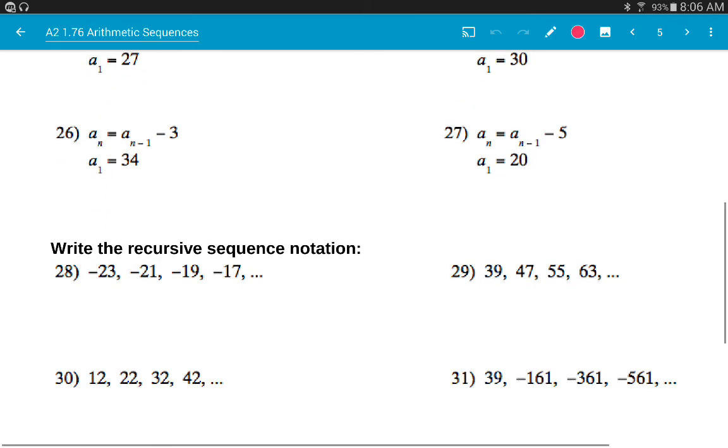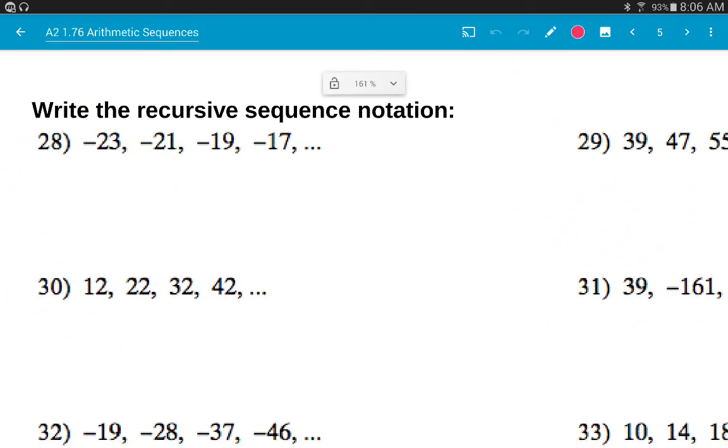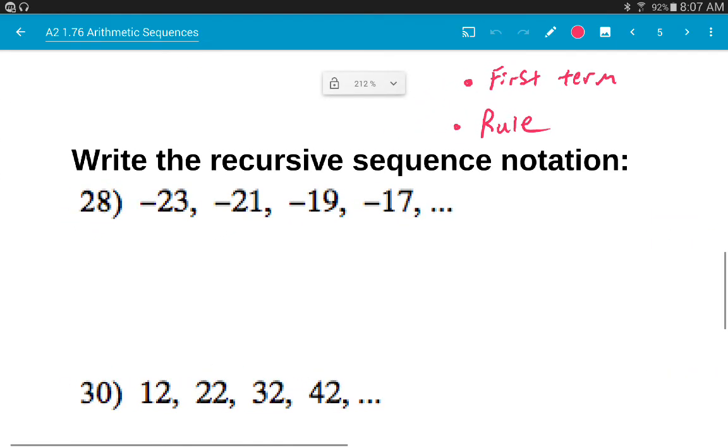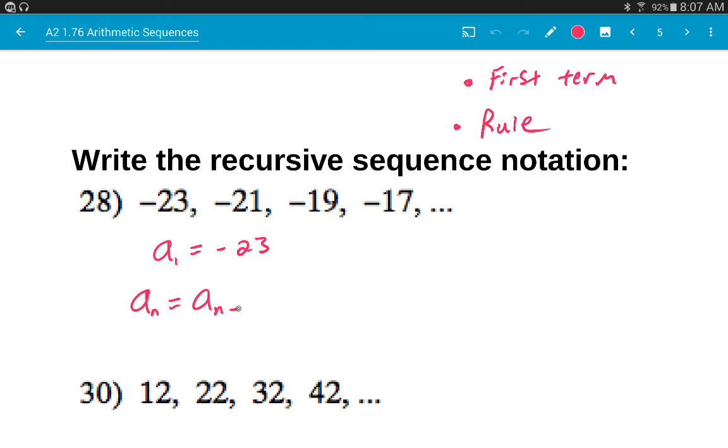All right, now let's move on to the next. Now we're going to be writing the recursive sequence notation. In order to write it, don't forget we need 2 parts. Right? We need a first term and we need a rule. So my first term here is negative 23. So a sub 1 is equal to negative 23. And every rule will start off the same way. A sub n is equal to a sub n minus 1. So every term is equal to the term before it. And what's the pattern here? We're going plus 2.